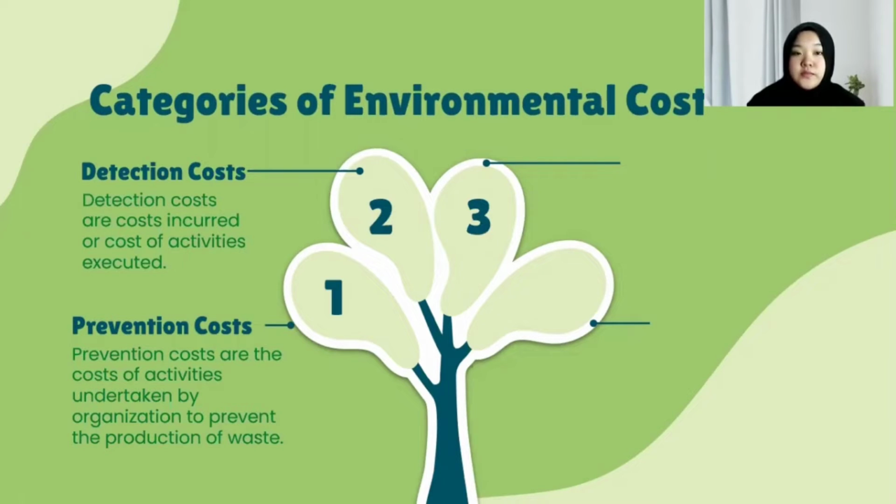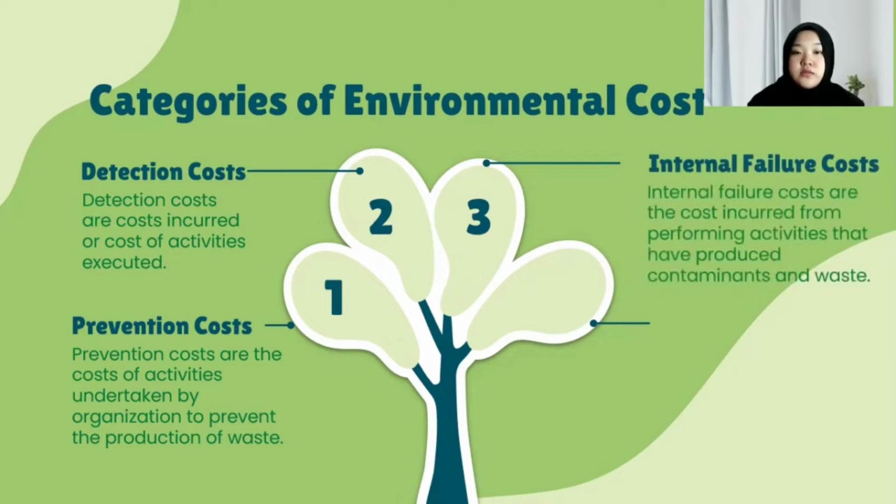The third one is internal failure costs. Internal failure costs are the costs incurred from performing activities that have produced contaminants and waste that have not been discharged into the environment. The costs are incurred to eliminate and manage the waste product. Internal failure costs include operating pollution control equipment, treating and disposing of toxic waste, maintaining pollution equipment, licensing facilities for producing contaminants, and recycling scrap.